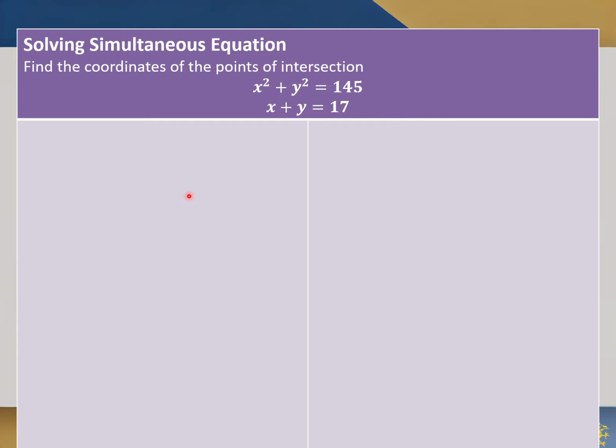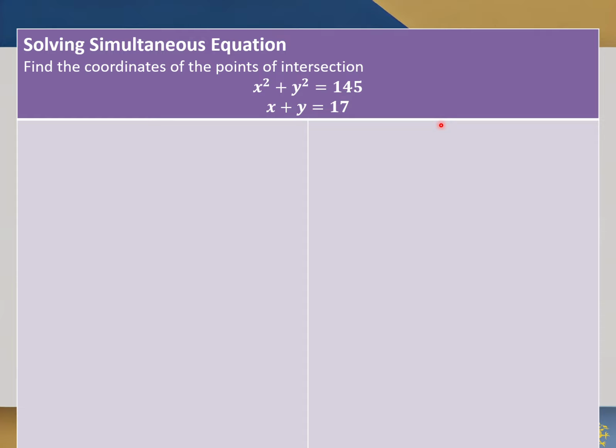So, simultaneous equations. We are going to be looking at this in terms of x squared plus y squared equals 145, which is an equation of a circle, and x plus y equals 17, which is a linear equation. That means we're finding where they both intersect. It doesn't matter what I give you in terms of the function or the graph, the process is still the same.